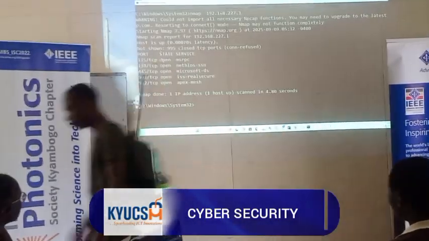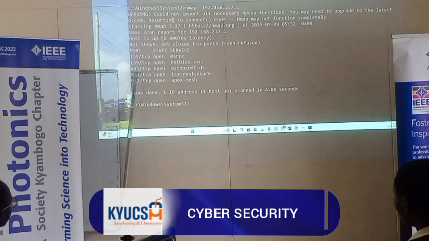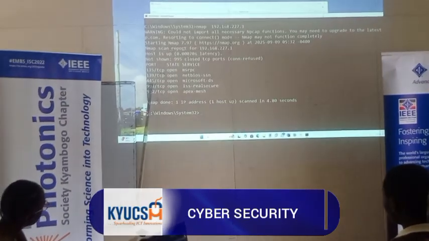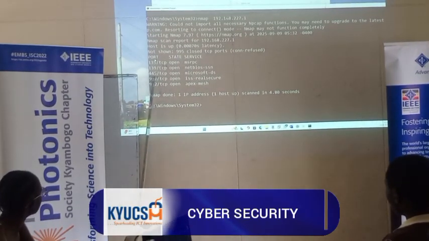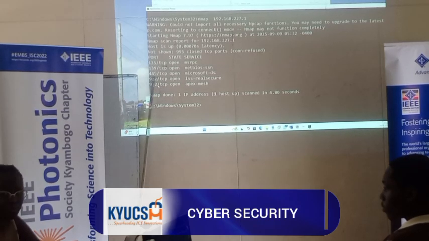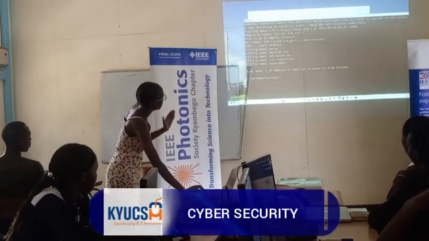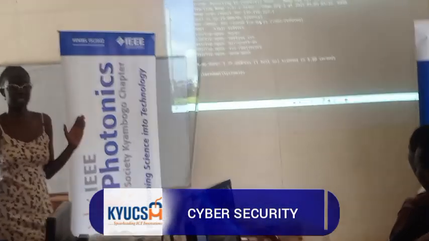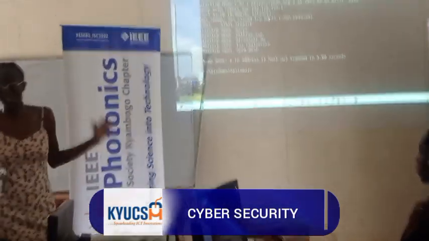This is the information it has told me. It shows the host is up, that means it is connected, and then these are the open ports. Of course, if you scan my system, you won't see this open. And 95 of them are closed TCP ports. Does anyone have a question about what that means?